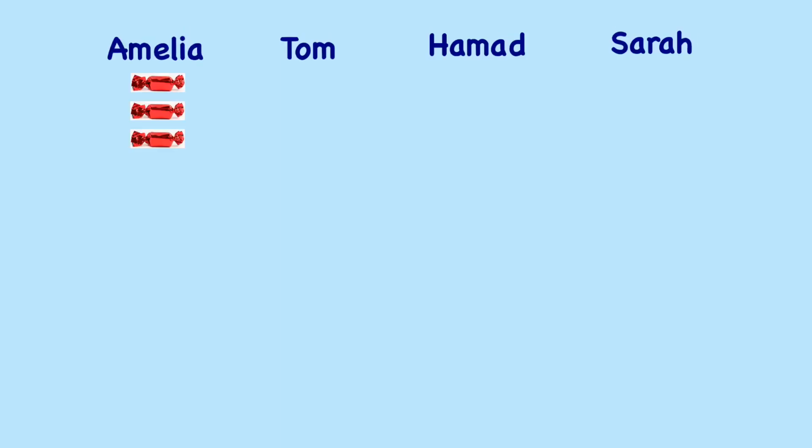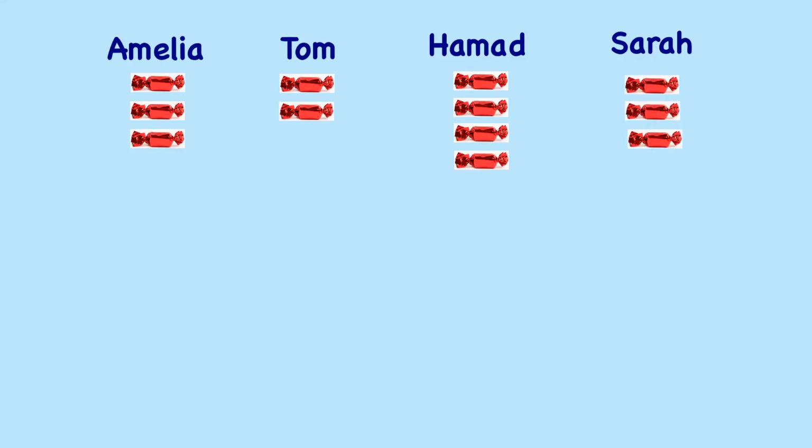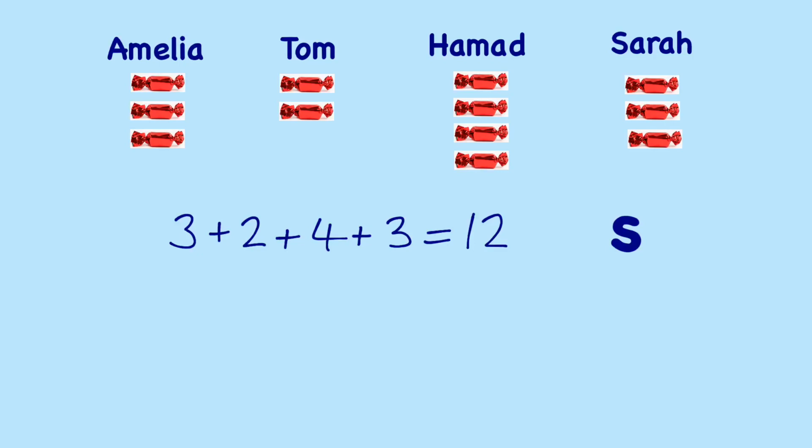Let's say that some children had some sweets. Amelia has 3 sweets, Tom has 2 sweets, Hamad has 4 sweets, and Sarah has 3 sweets. How many sweets are there altogether? Well, there's 3 and 2 and 4 and 3. And that's 12 altogether. What about if each sweet was represented by the letter S?